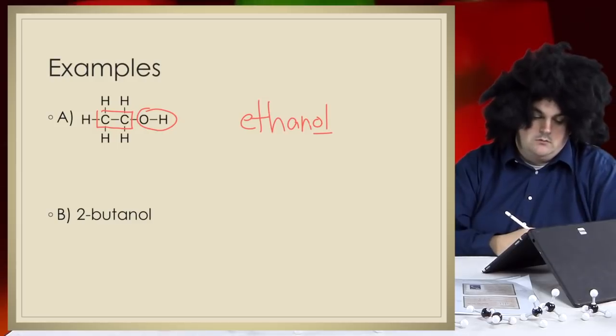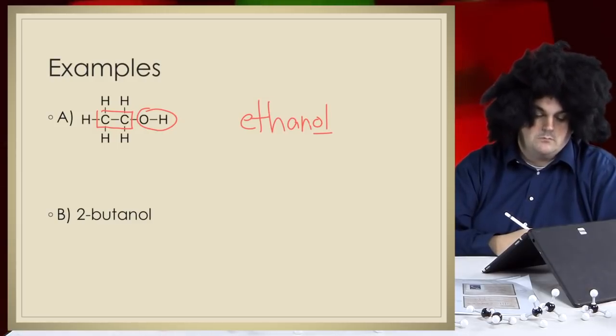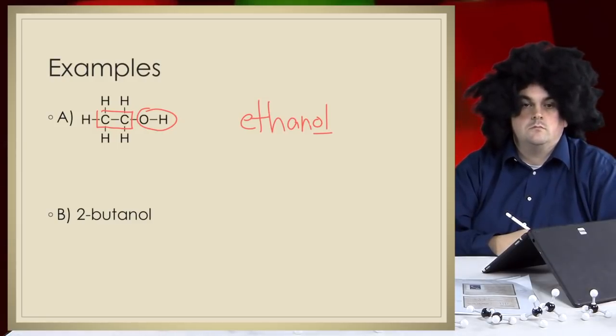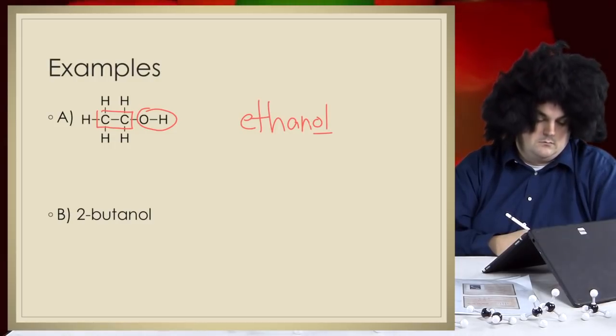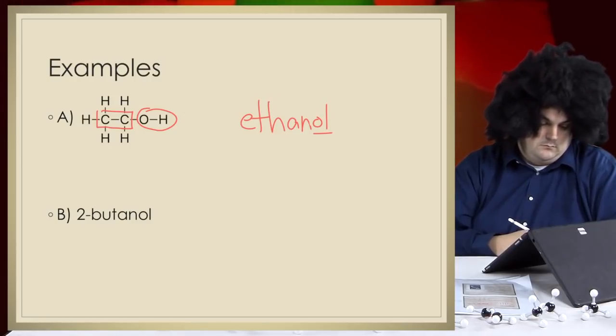Ethanol, alcohol. Now, most alcohols do need a number to specify which carbon the OH is coming off of. But in this case, it's such a short carbon chain that no matter what I put the OH on, it's always going to end up being carbon 1, so it's sort of redundant, and so we don't put a number here. All right, we are going to draw a structural formula for 2-butanol.